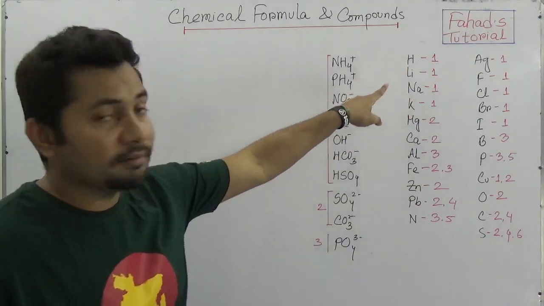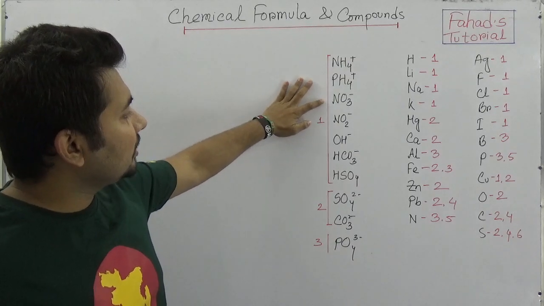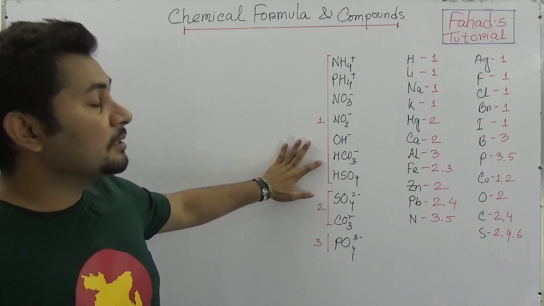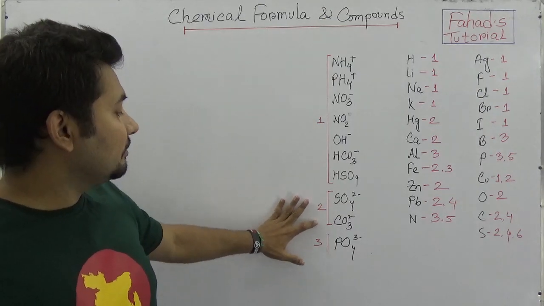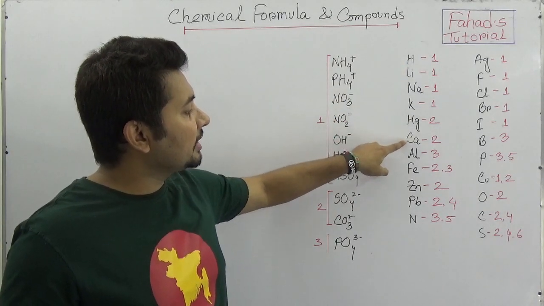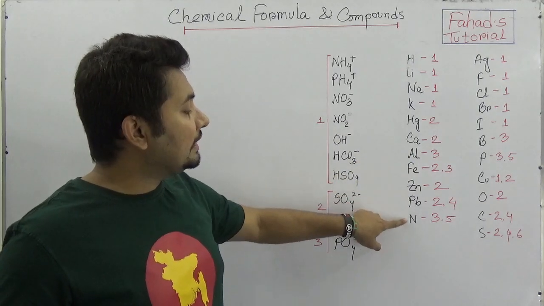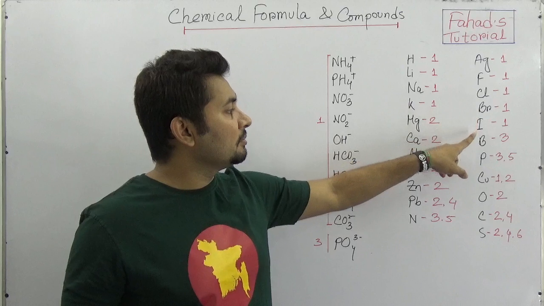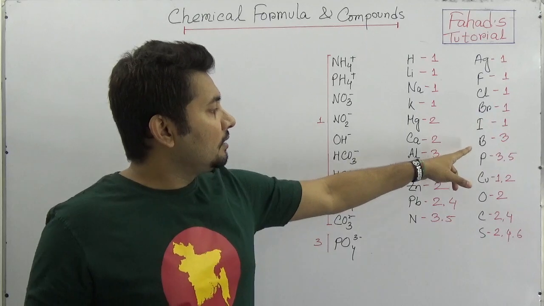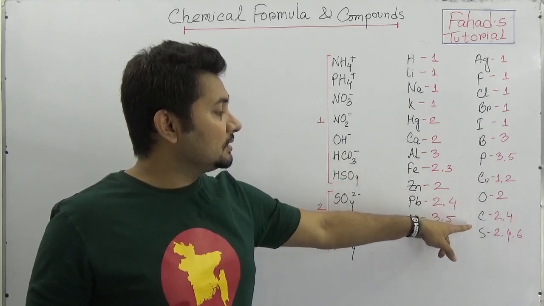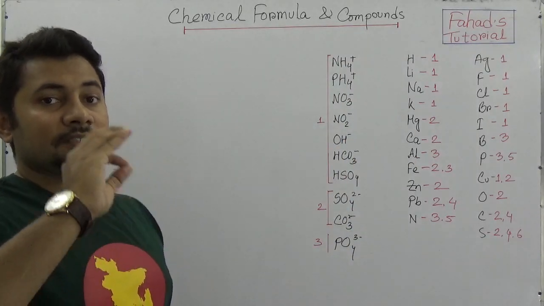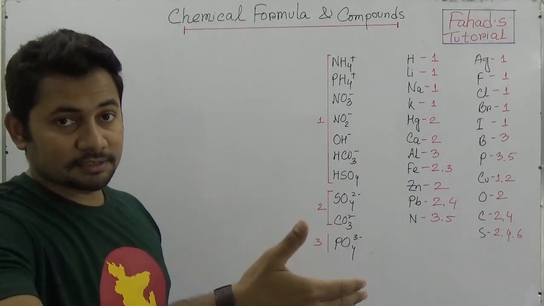Now you see, they are written as ammonium, phosphonium, nitrate, nitrite, hydroxide or hydroxyl, bicarbonate, bisulfate, sulfate, carbonate, and phosphate. And there are hydrogen, lithium, sodium, potassium, magnesium, calcium, aluminium, iron, zinc, lead, nitrogen, silver, fluorine, chlorine, bromine, iodine, which are actually group number 17 elements, the halogens. And boron, phosphorus, copper, oxygen, carbon, and sulfur. These are very commonly used elements in your chemistry book, and there are a lot of others actually.